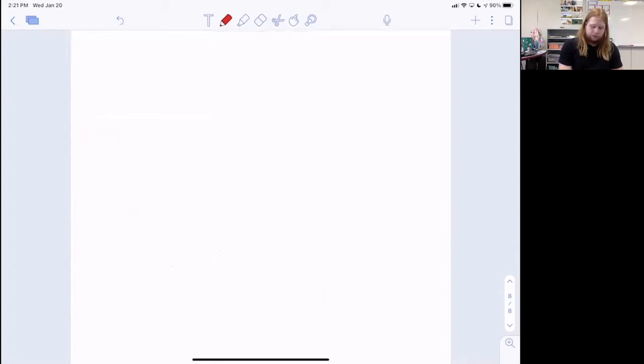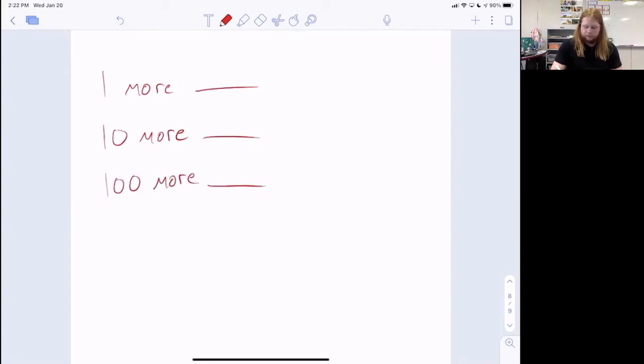So we have the 1 more. We have 10 more. We have 100 more. And now I'll put some numbers in here and we can try to figure them out. So let's put 15 in each of these and then we'll figure it out. So 1 more than 15 is what?